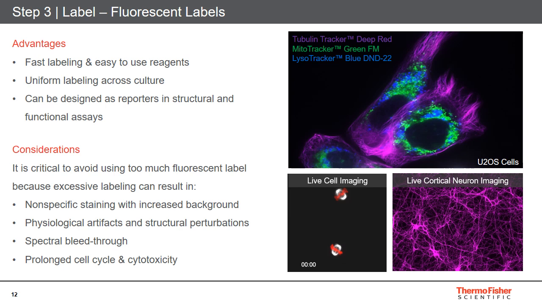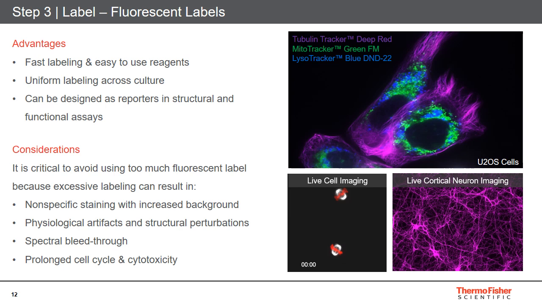One of the really key advantages to this approach over genetically encoded approaches is the speed with which you are able to achieve labeling. This is generally accomplished within anywhere from 15 minutes to an hour, depending on the reagent and its mechanism of loading. Another really great advantage that can often be overlooked is that because the small molecules are incubated on top of the cells in the media, you end up with a very uniform staining across your entire population.